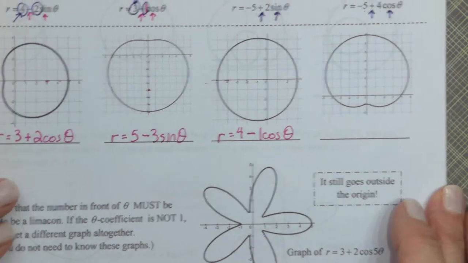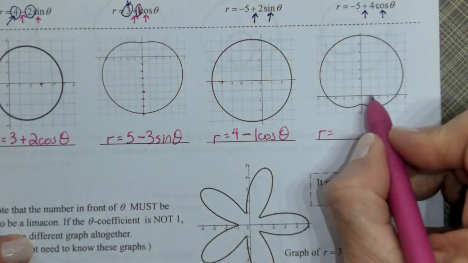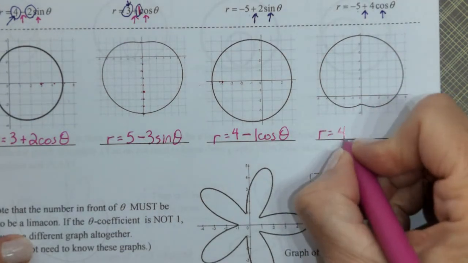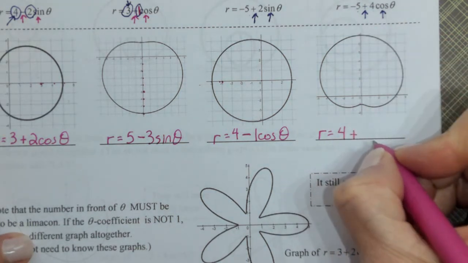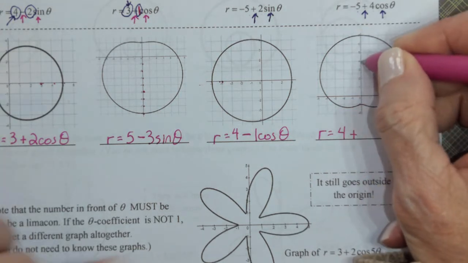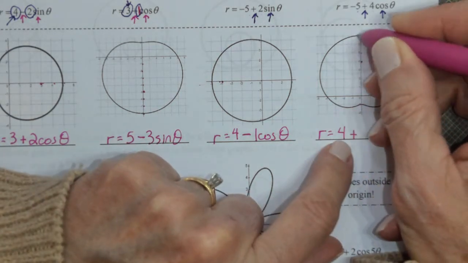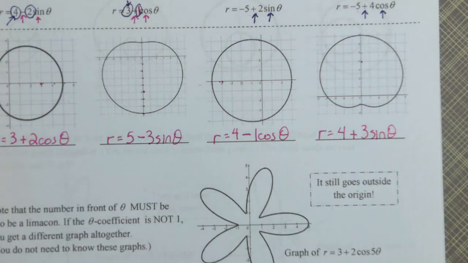Okay, one more of these. How far side to side do we go? 1, 2, 3, 4 again. This time we're on the positive y-axis, so it's going to be a positive sine. What's my next number? 1, 2, 3, 4. That's this 4. I need to add 3 more to get out to the end.